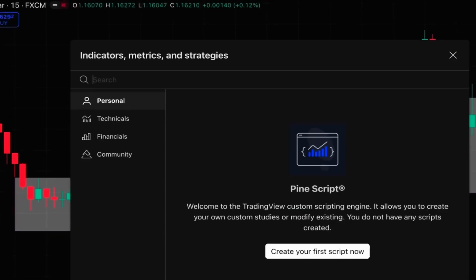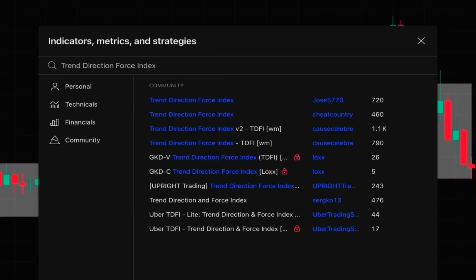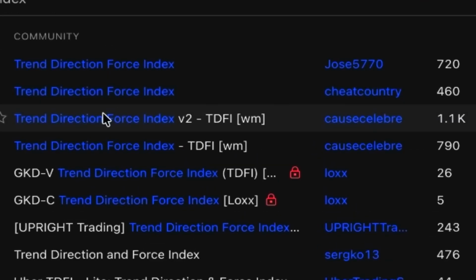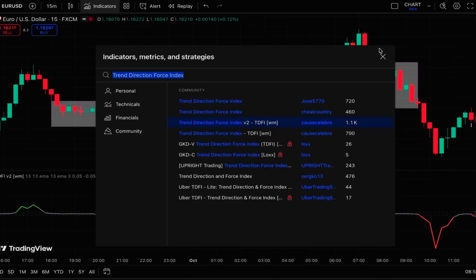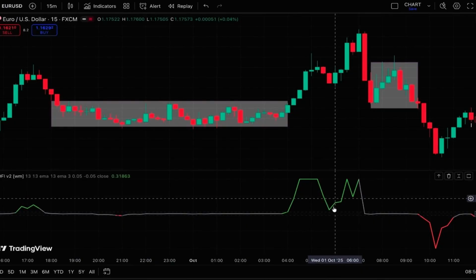Here we click on indicators and we search Trend Direction Force Index. We add this one, Trend Direction Force Index version 2, which is written by someone named Cause Celebra, if I am pronouncing the name correctly. All right, this is the indicator, and as you can see, it's added here below the chart.